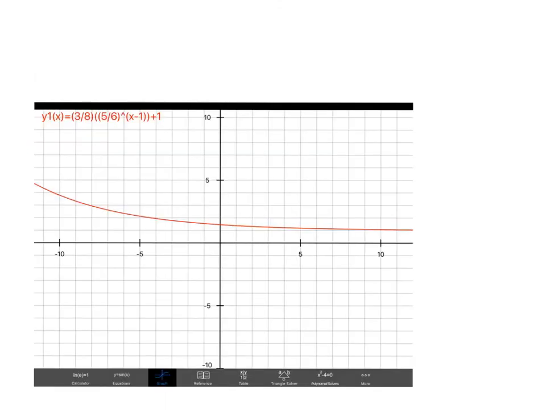So here's what your graph looks like. Now notice all these fractions, especially this fraction here, make the graph kind of flatten out. But again, we have a boundary here at 1 and everything above that. So my domain is all real numbers. My range is y greater than 1. How many had that? Okay. And that's all 7-1 is.